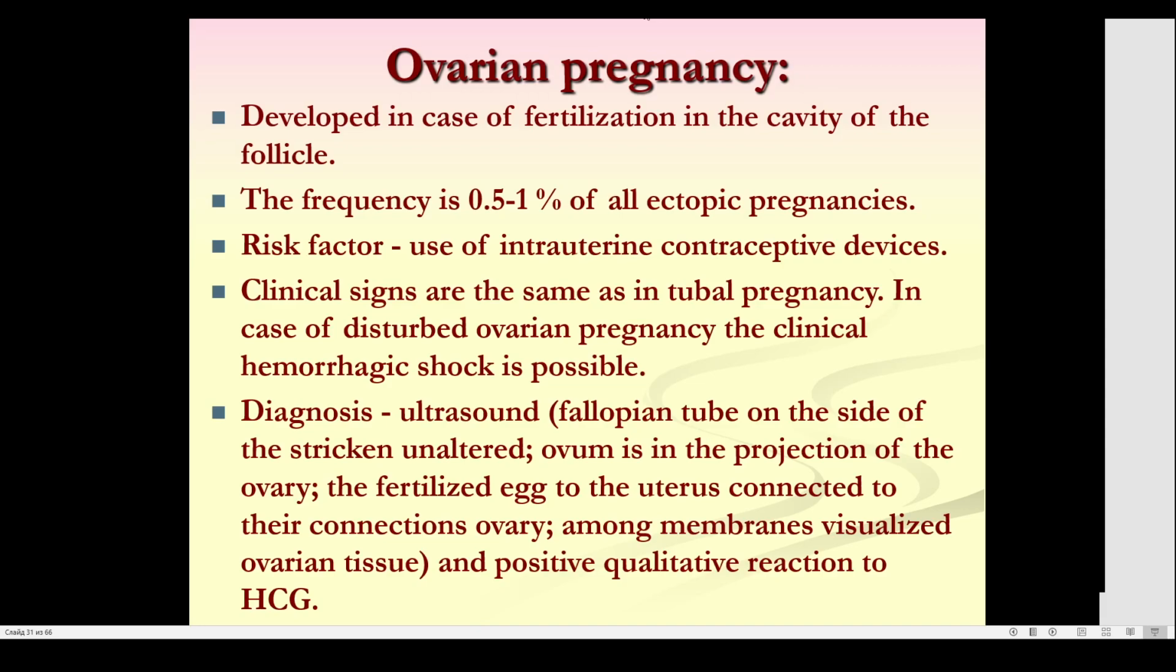Clinical signs are the same as in tubal pregnancy. In case of disturbed ovarian pregnancy, clinical hemorrhagic shock is possible. Diagnosis: ultrasound, fallopian tube on the side of the stricken ovum is in the projection of the ovary. Fertilized egg to the uterus connected to their connection ovary. Among membranes, visualized ovarian tissue and positive qualitative reaction to HCG.